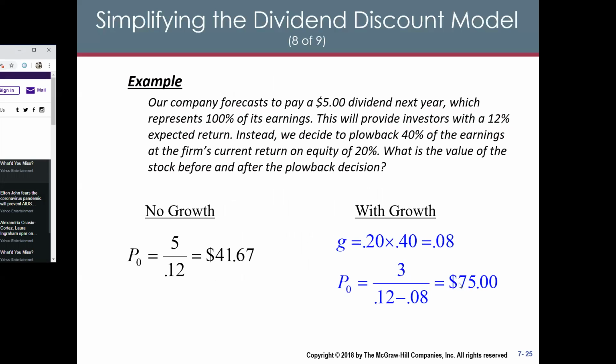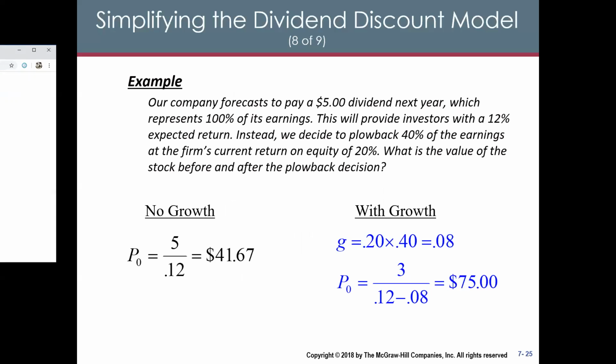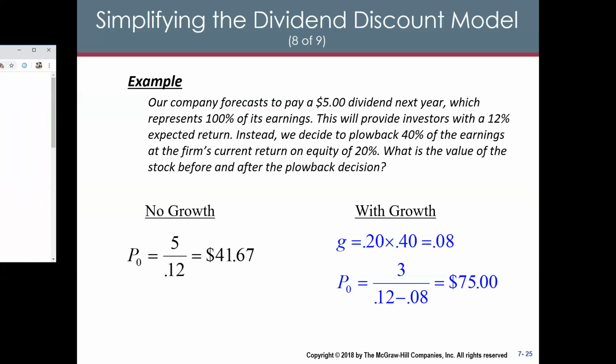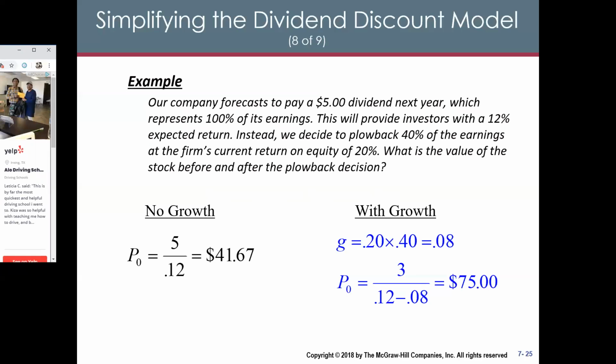Let's look into another example. If the company forecasts to pay a $5 dividend next year, which represents 100% of its earnings, and this will provide investors with a 12% expected return. Or the company decides to plow back 40% of its earnings, and the return on equity, ROE, here is 20%. So what's the value of the stock before and after this plowback decision?